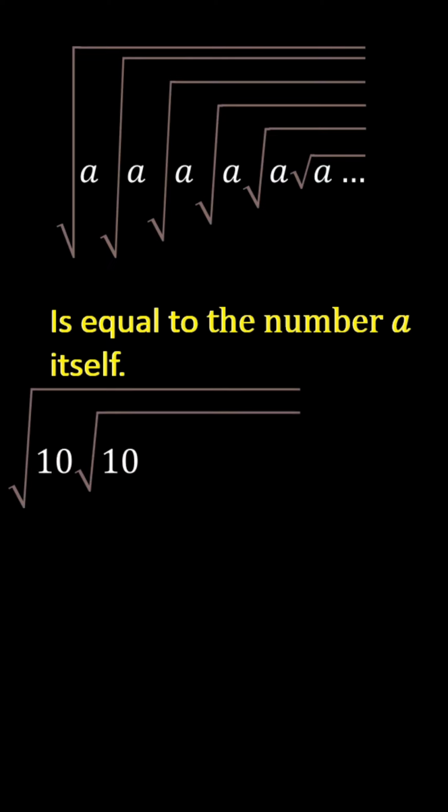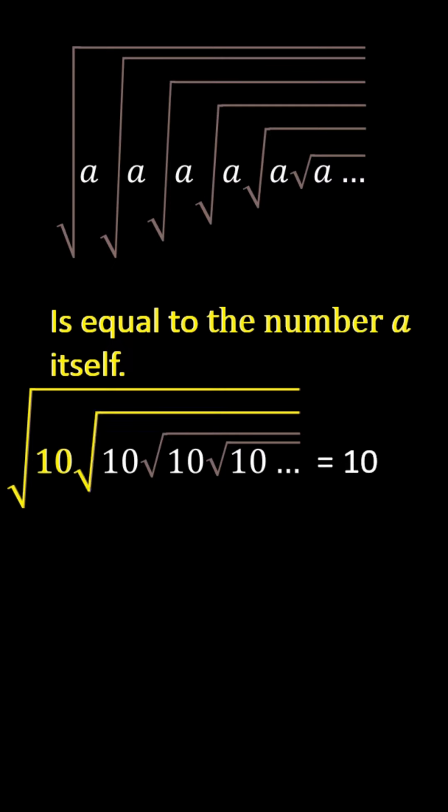So in a nutshell, the square root of a times the square root of everything that's inside times the number a and so on is equal to the number a itself. So for example, the square root of 10 times the square root of everything that's inside times 10 times the square root of everything that's inside is 10 itself.